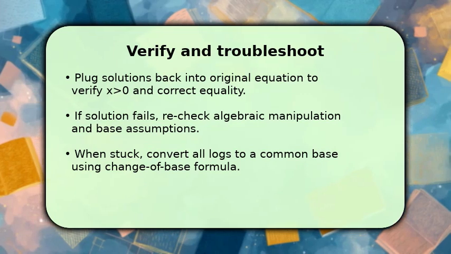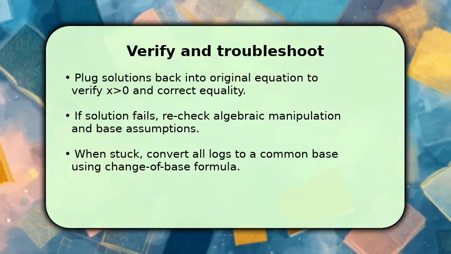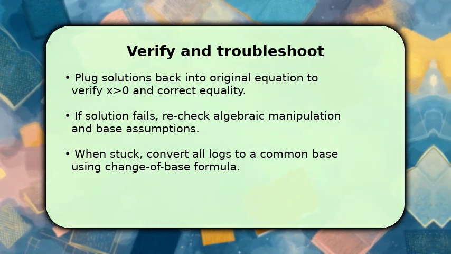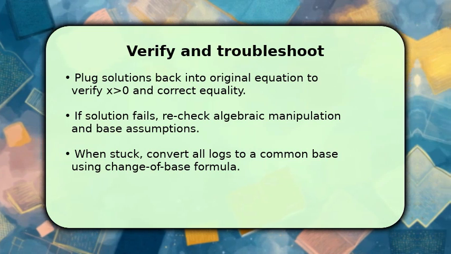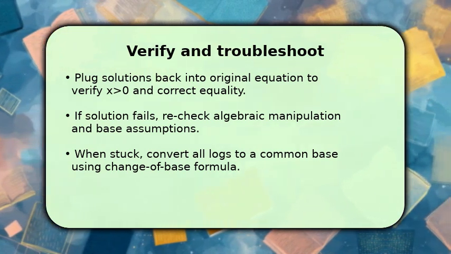You finish by verifying each candidate solution in the original equation. Substitute back and confirm the argument stays positive and the equality holds. If a solution is rejected, retrace your algebraic steps and confirm you applied log rules correctly and did not drop constants when exponentiating.